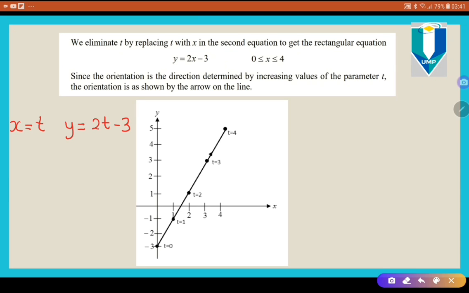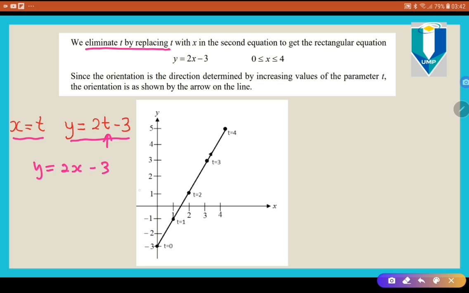Now this is another method, which I call method number 2. Method number 2 is by eliminating the variable t from the parametric equation. Remember, the parametric equation is x equivalent to t and y equivalent to 2t minus 3. You replace the variable t here to get the rectangular equation y equivalent to 2x minus 3.